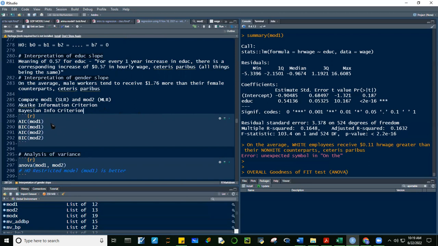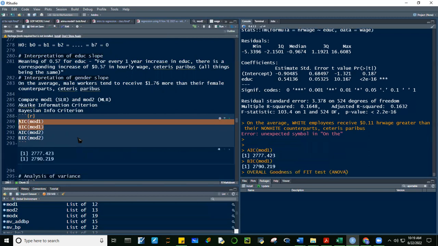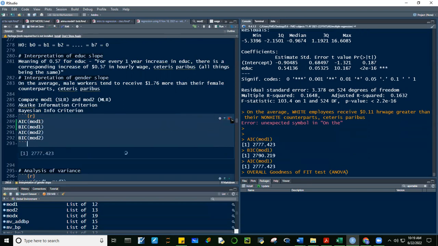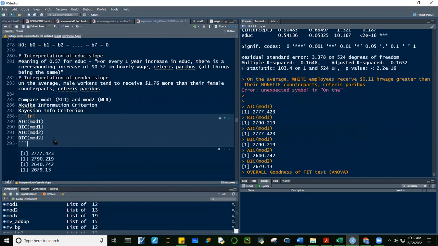So, as it is, guys, kino-compute natin si AIC at saka BIC ni model 1. Control enter. So, the Akaike information criterion of model 1, yung simple linear regression, is 2777. But it has no meaning at all unless we compare it with other models. So let's see. Let's run everything here. Okay. We can see here that AIC for model 1 is 2777. For model 2, AIC is 2640.